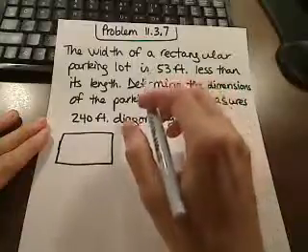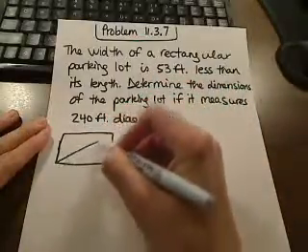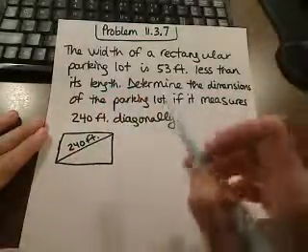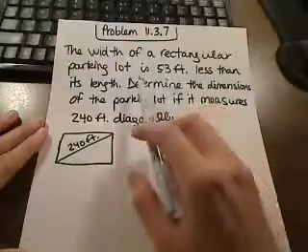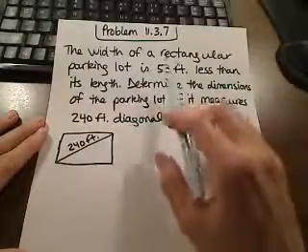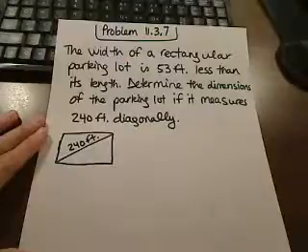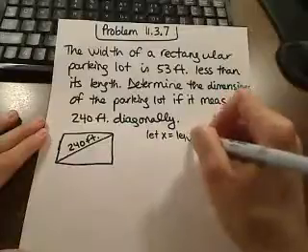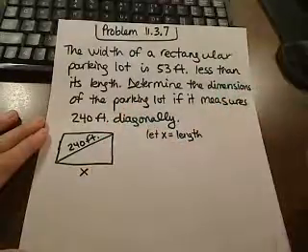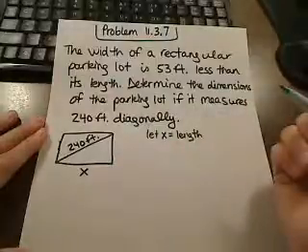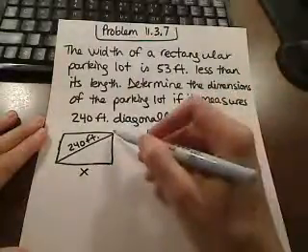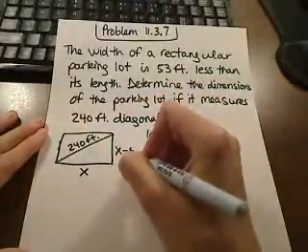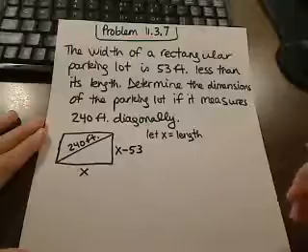So the width, actually let's look at the diagonal first. So they tell us that the diagonal is 240 feet. And then they also tell us that the width of the rectangular parking lot is 53 feet less than its length. And so I'm going to go ahead and just let x here be the length. And if I do that on my picture, this distance from here to here would be x. And if we're talking about the width, which is this distance right here, being 53 feet less than that, then that would be represented as x minus 53.